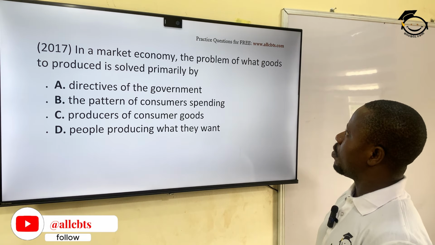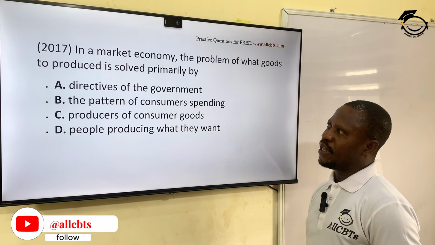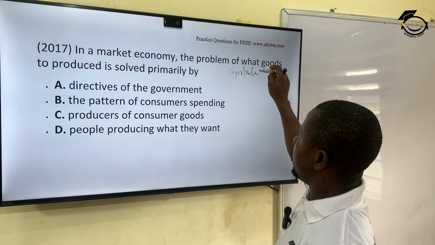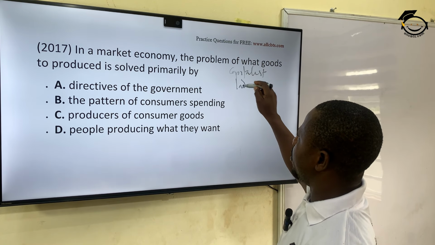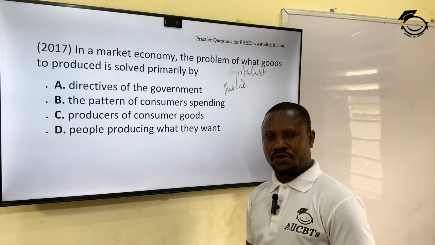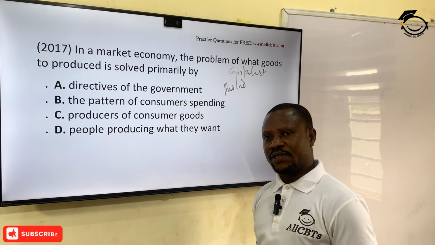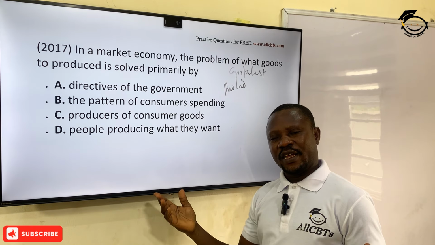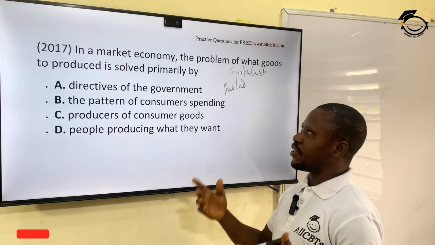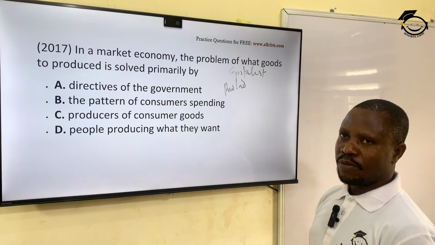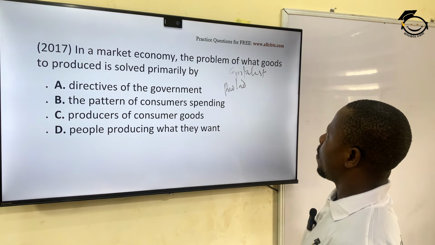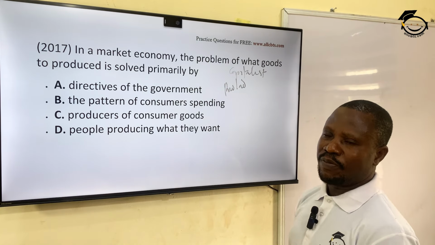In a market economy, the problem of what goods to produce is solved primarily by what? What is a market economy? A market economy is a capitalist economy, an economic system where private individuals decide what to produce, how to produce, and for whom to produce. They have access to resources and they manage these resources. That's a capitalist free economy, or you call it laissez-faire. Liberal economy, free economy, laissez-faire, market economy, or capitalist economy, where private individuals, the bourgeoisie, are in charge. All right? So, how do they solve this problem primarily?